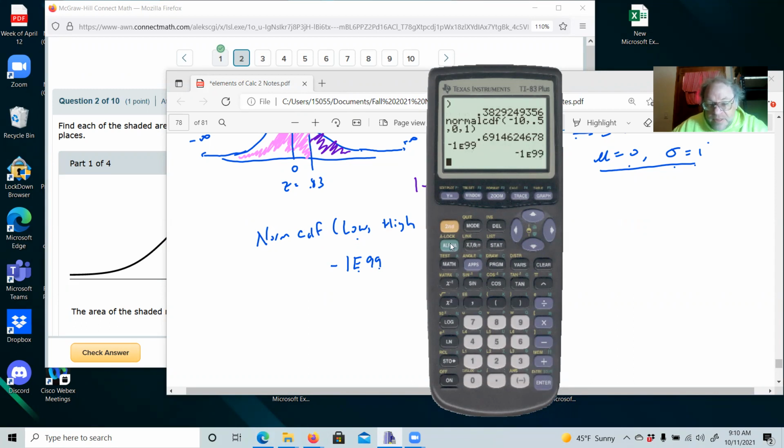Okay, it's not alphabet E here. That's not going to do it. Your calculator is not going to understand what that means. You need to use this EE button right here. Okay, but it's just relative to that.